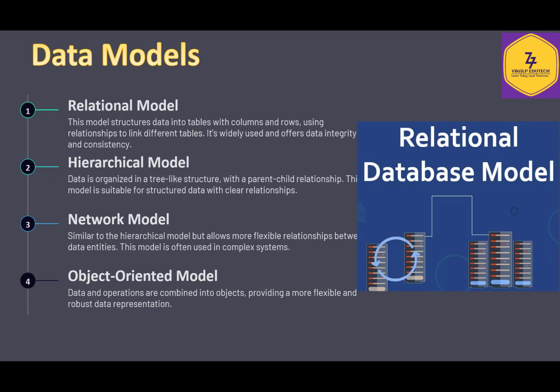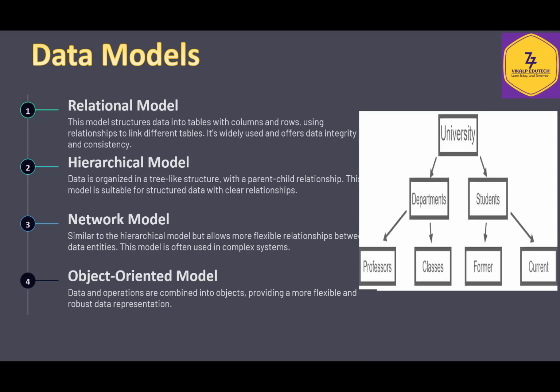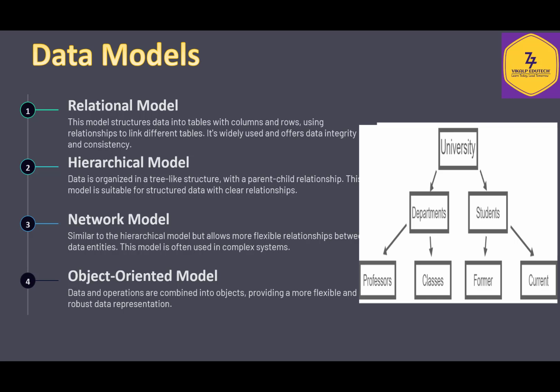Relational model. This model structures data into tables with columns and rows, using relationships to link different tables. It's widely used and offers data integrity and consistency. Hierarchical model. Data is organized in a tree-like structure with a parent-child relationship. This model is suitable for structured data with clear relationships. For instance, there is a data model pertaining to a university. There can be multiple data models related to this, like departments and students.